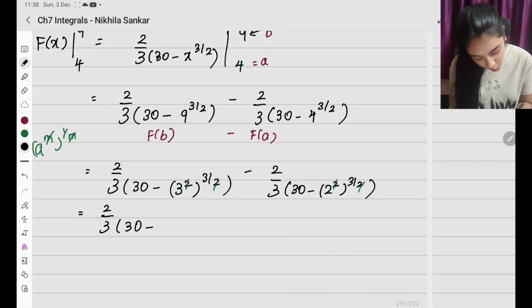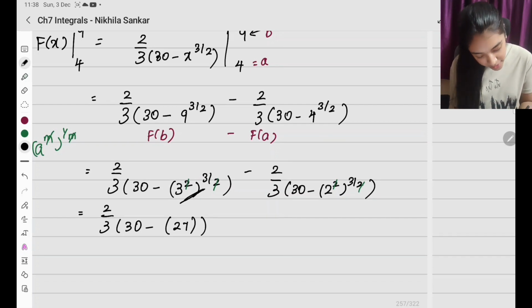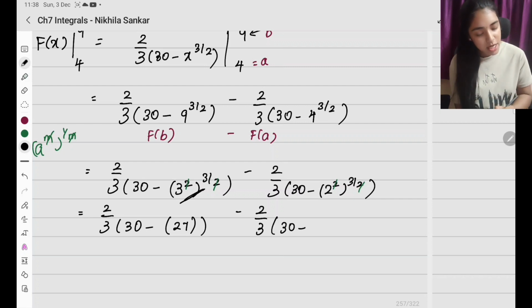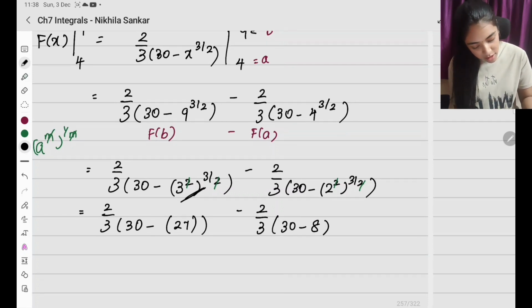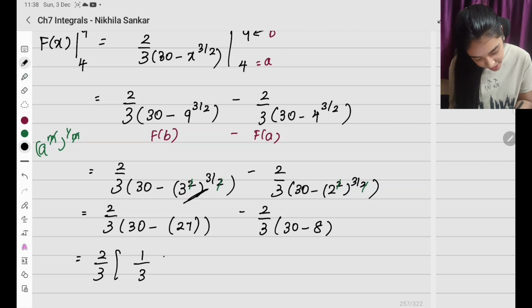So, what do I have now? Minus 3 cube, which is going to be 27. So, this is 3 cube, isn't it? 27. This is my first term, minus 2 by 3 times 30 minus 2 cube, which is going to be 8. So, what do I have? 2 by 3 is common, taken out. I have 1 by 30 minus 27 is 3 minus, 2 by 3 taken outside, divided by 1 by 22.